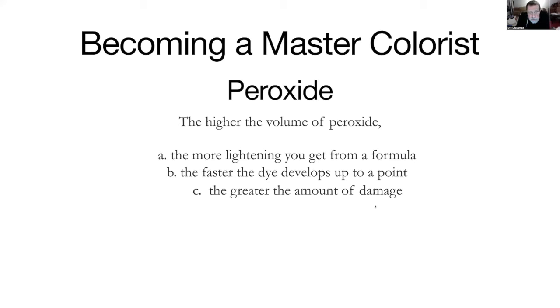Now, we used to be able to purchase 60 volume developer in the salons because there was one hair color brand that recommended using it under certain circumstances. And we used to also be able to purchase 100 volume peroxide. Many, many years ago there were formulas for mixing a very small amount of 100 volume developer in with the color formula so that you would still have the equivalent of 20 volume. However, you would have much more deposit of color because it was much more concentrated color. It also tended to cause more irritation of the scalp.